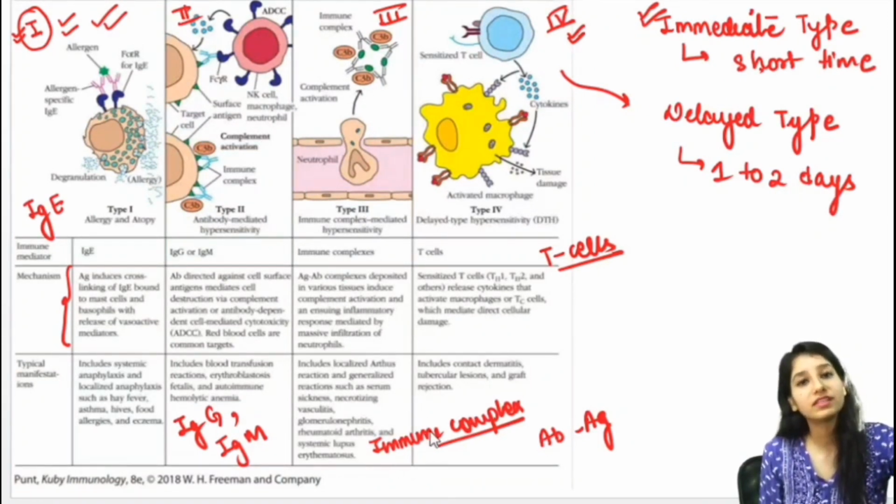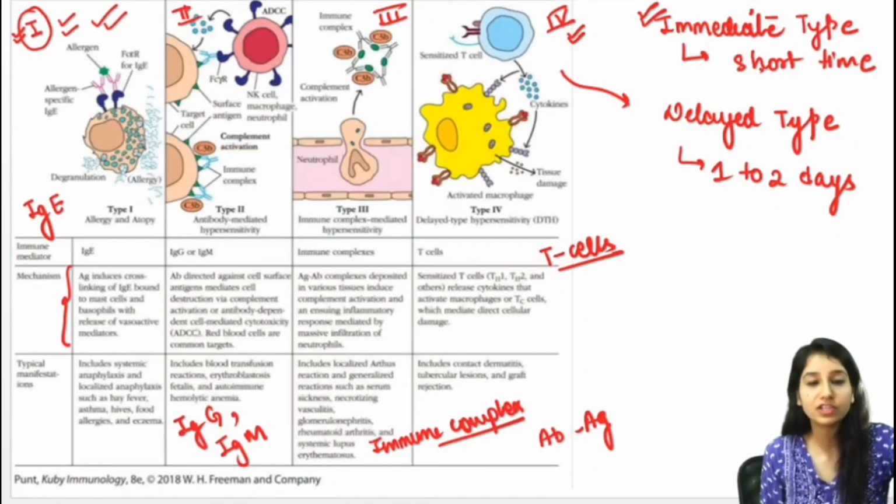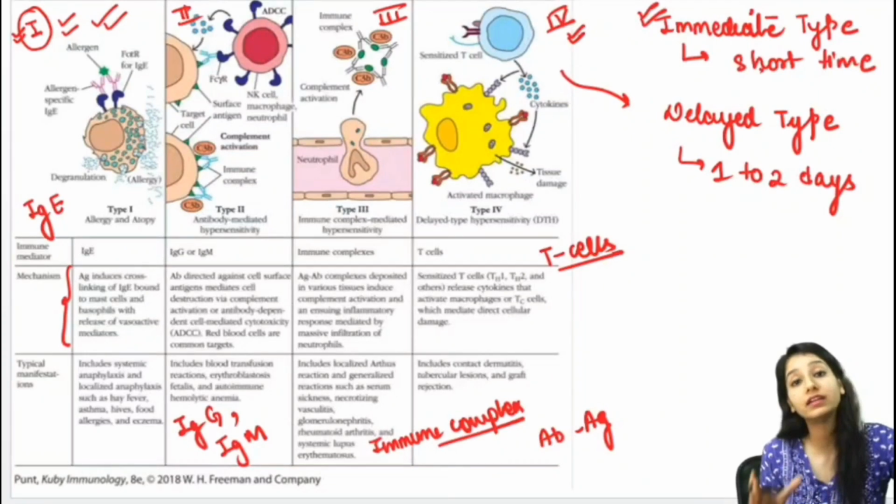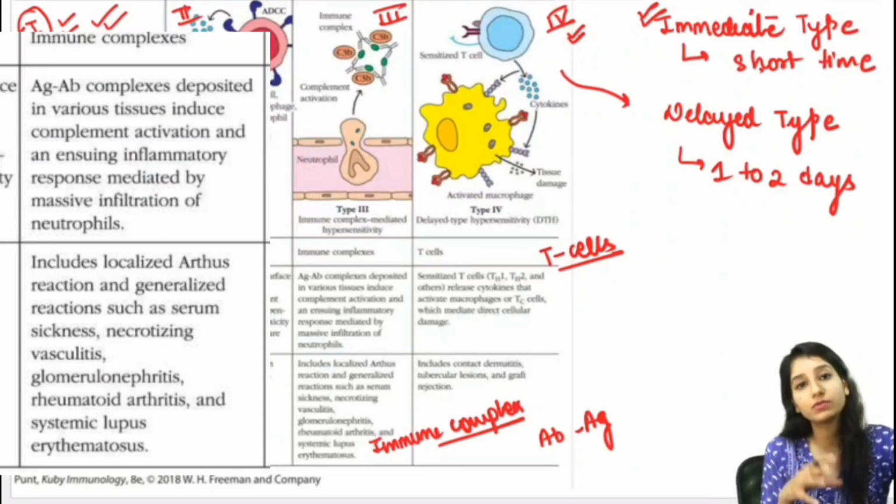Now this hypersensitivity can cause severe damage, for example, in the condition where we cannot eliminate the antibody antigen complex 100%. For example, in autoimmune disorders, the antigen will always be present in our body because it's an autoimmune disorder. The antigen is our own.